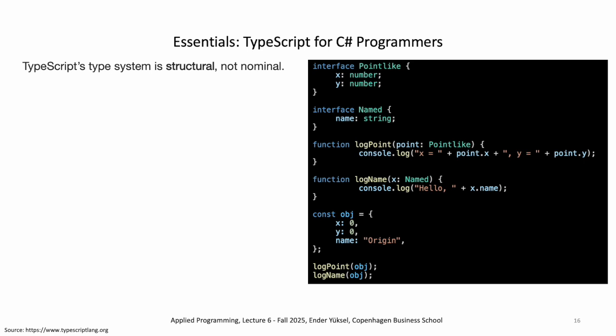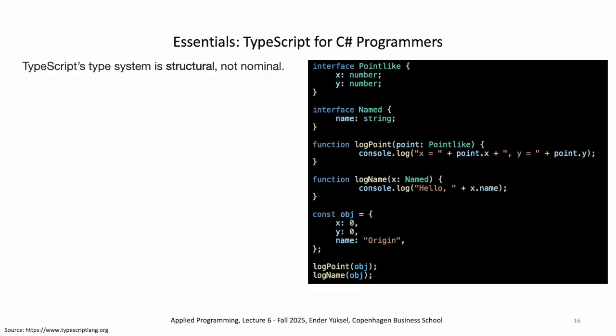Then we have functions. The LogPoint function accepts any object that matches the point-like interface, which means it has X and Y as numbers. The LogName function accepts any object that matches the named interface, which means it has a name as a string. Then comes obj, which wasn't explicitly declared as point-like or named, but it can be used with both functions, because obj has X as number and Y as number, which matches point-like. Therefore, it can be used with the LogPoint function.